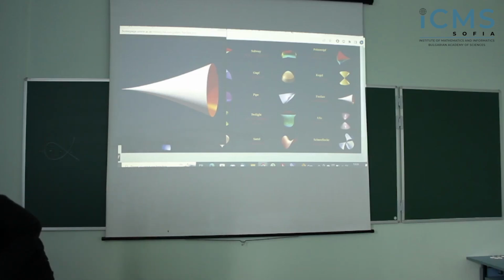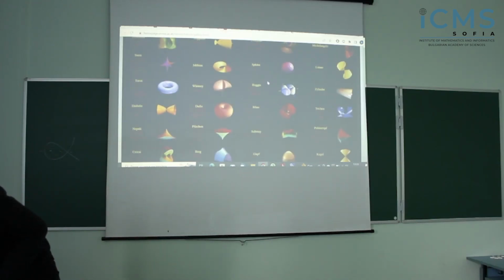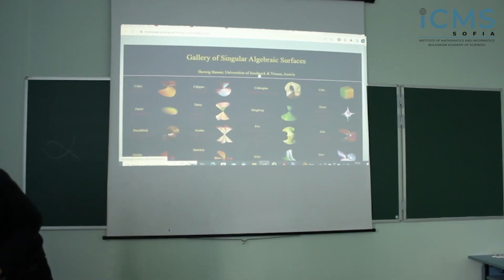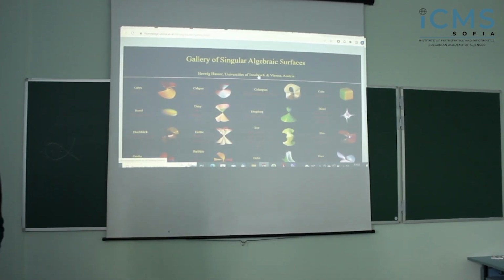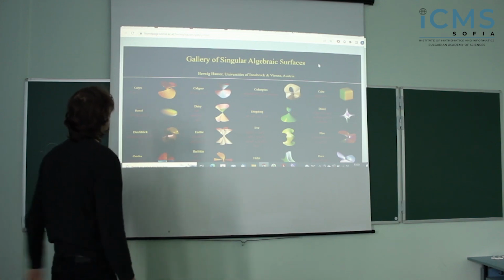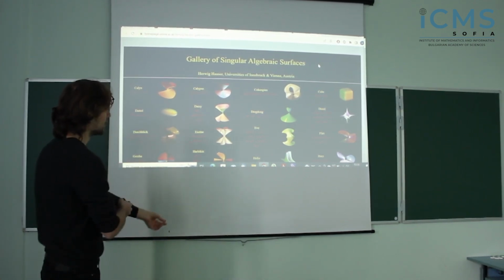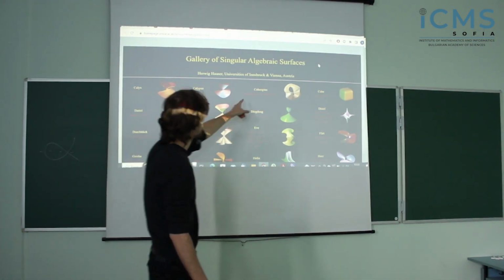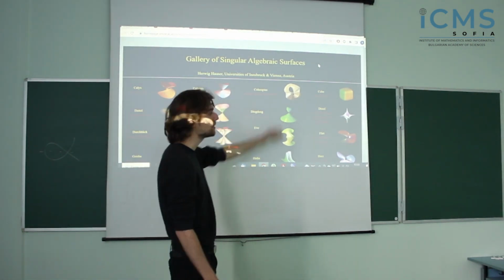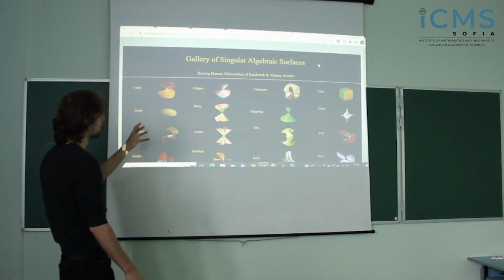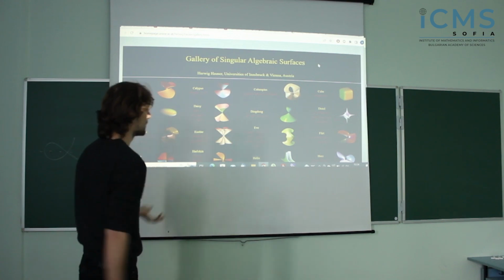Those who just came in, this is a general gallery that you can find online in Herwig Hauser's homepage. It's a gallery of singular surfaces. So it's a selection of plots of different surfaces in 3D space. So generally just one equation, an irreducible equation. And you'll find this kind of gives you a picture of the variety of the objects we're getting.